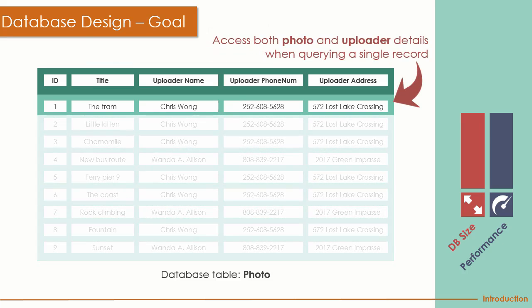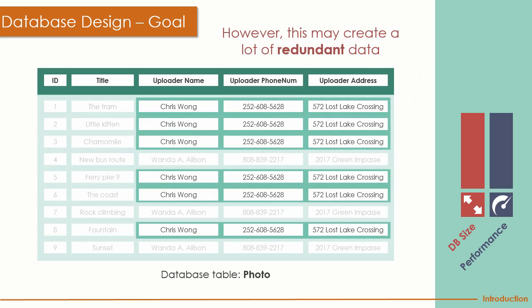The benefit is when you want to load the photo, you just need to run a single query on the database, with no join. You get the upload information together with the photo. But the problem is you may create a lot of redundant data, like you have a lot of Chris Wong along with all other duplicated data.